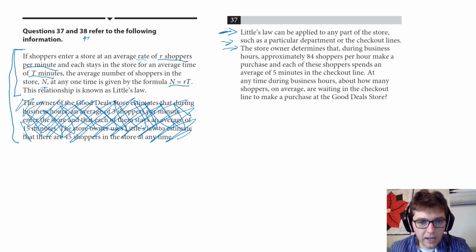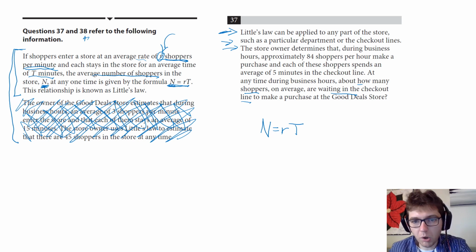So what is it? N is equal to RT. So let's put N is equal to R times T. What are they asking for in the problem? How many shoppers on average are waiting in the checkout line? What this Little's Law tells you is the average number of shoppers, this says in the store, but we're talking about just in the checkout line, N. So we're looking to solve for N. So this is already configured correctly for us, is equal to R. They define R as shoppers per minute.